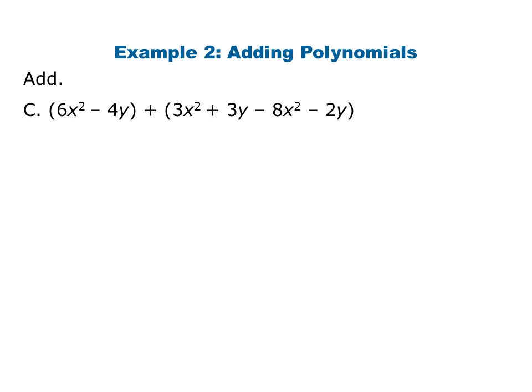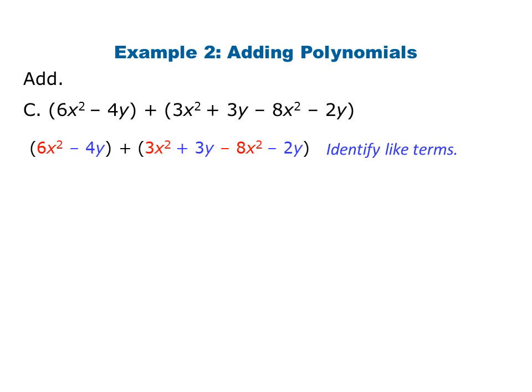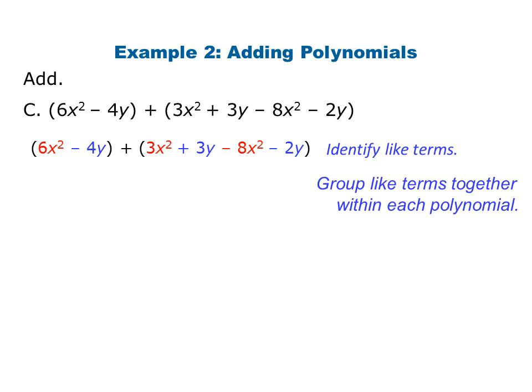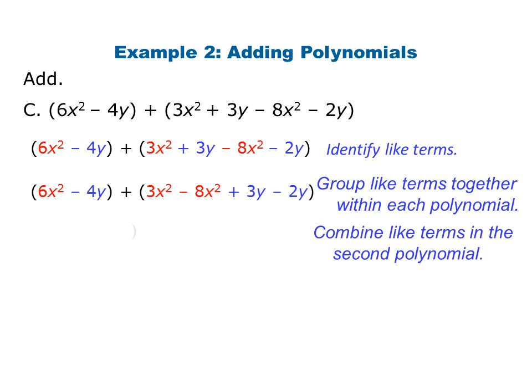All right, let's look at this example again. Now we have 6x squared and negative 4x, negative 4y is going to be added to 3x squared plus 3y minus 8x squared and negative 2y. Now remember, I'm going to show you by color which ones are the same terms. Everything in red are the same terms, and everything in blue are the same terms. So these, we are either going to add them or subtract them depending on the sign in front of the coefficient. Okay? And here's our answer.